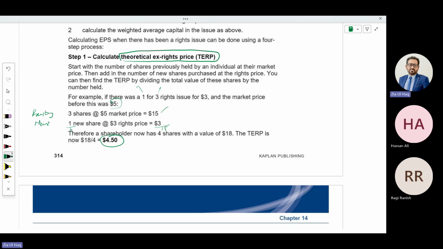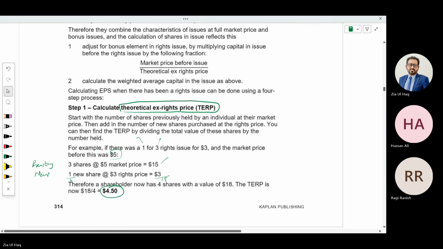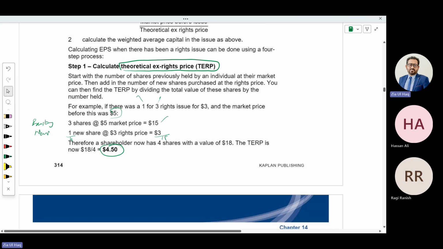Theoretical ex-right price we first need to calculate in case of a rights issue. If there is any rights issue where the market value of the share is different and the issue price is different, we need to calculate the theoretical ex-right price, TERP. Existing means the number of shares they are having existing, with the existing market price, plus how many new they can get against existing, into the new price. So add both prices, add both numbers of shares, divide the price by shares, and we get the theoretical ex-right price. So first we need to calculate the theoretical ex-right price.